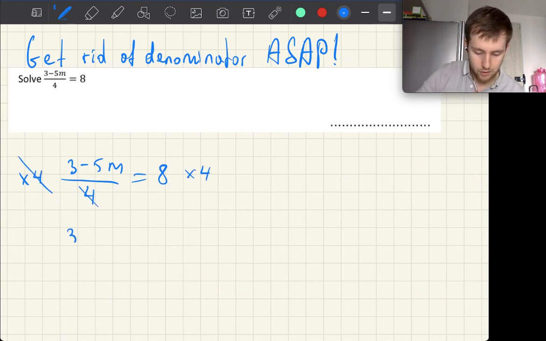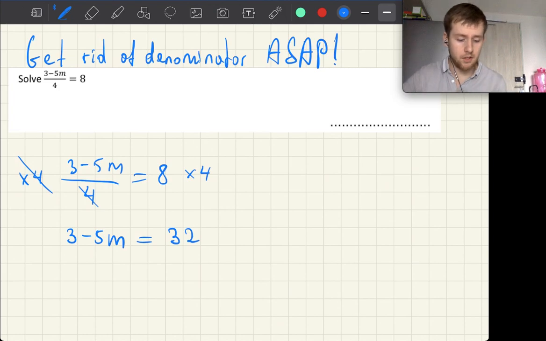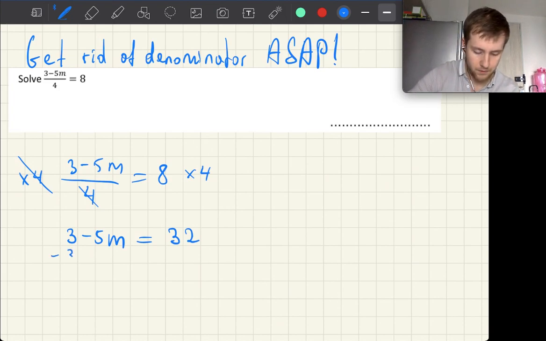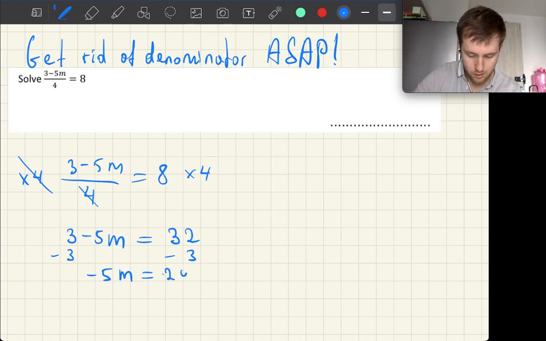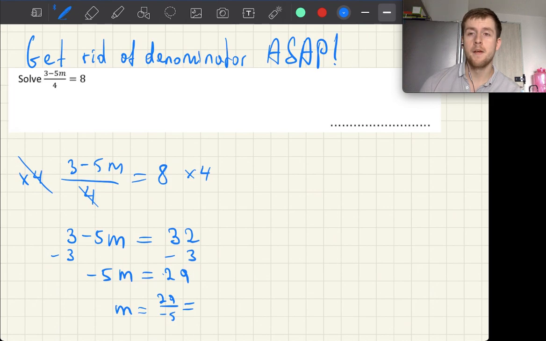We will get 3 minus 5m equals 32. We can subtract 3 from both sides. We would get minus 5m equals 29. Then m equals 29 divided by minus 5, which would be equal to, what's it going to be?